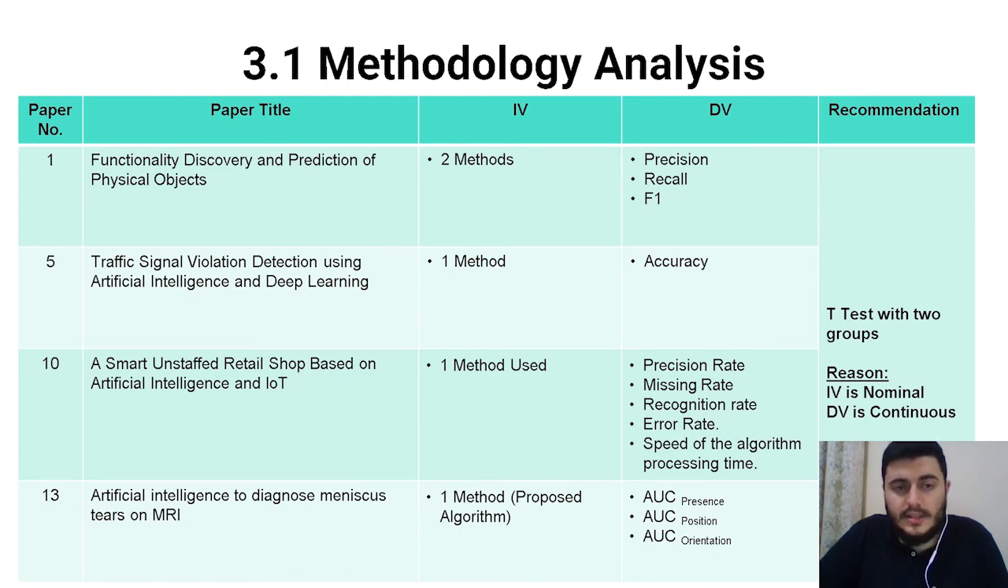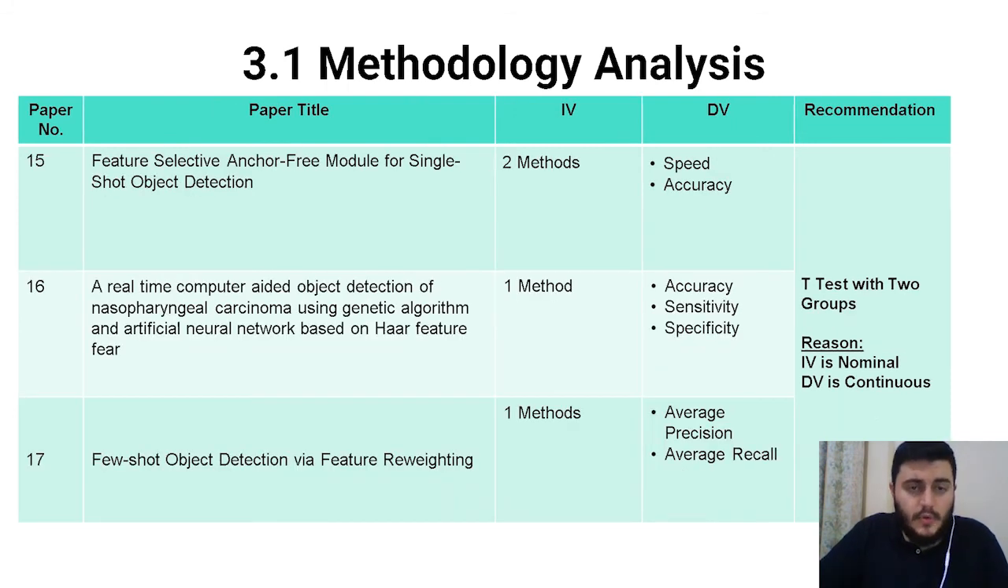Now moving to the next slide, continuing with a similar recommendation for the research papers on this slide, we can see, for example, in paper number 16, there is only one method as the independent variable, so the test can be using the method and not using the method. Further, the dependent variables are accuracy, sensitivity, and specificity, which are again continuous in nature.